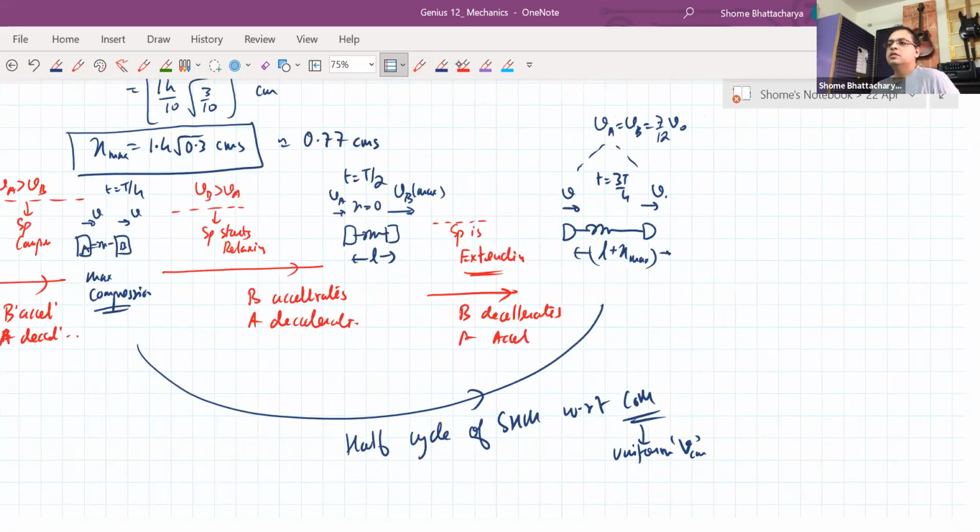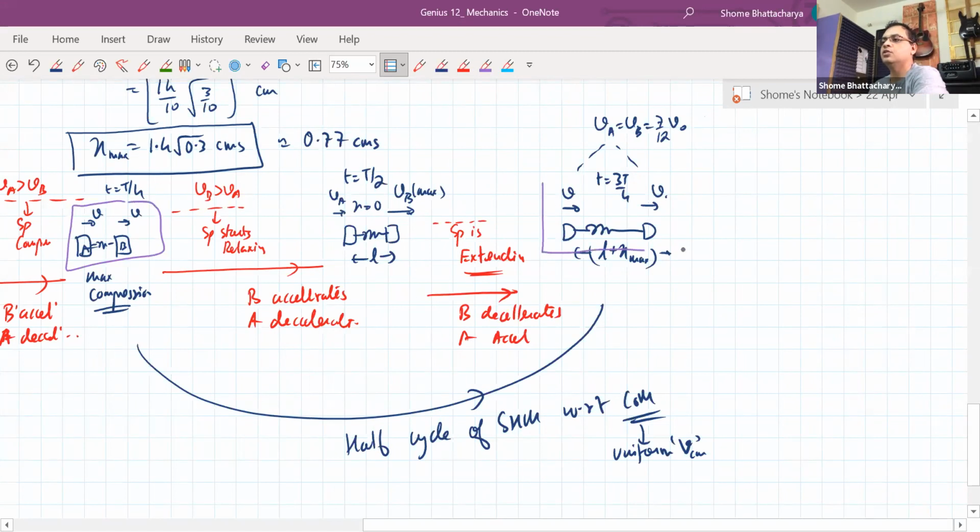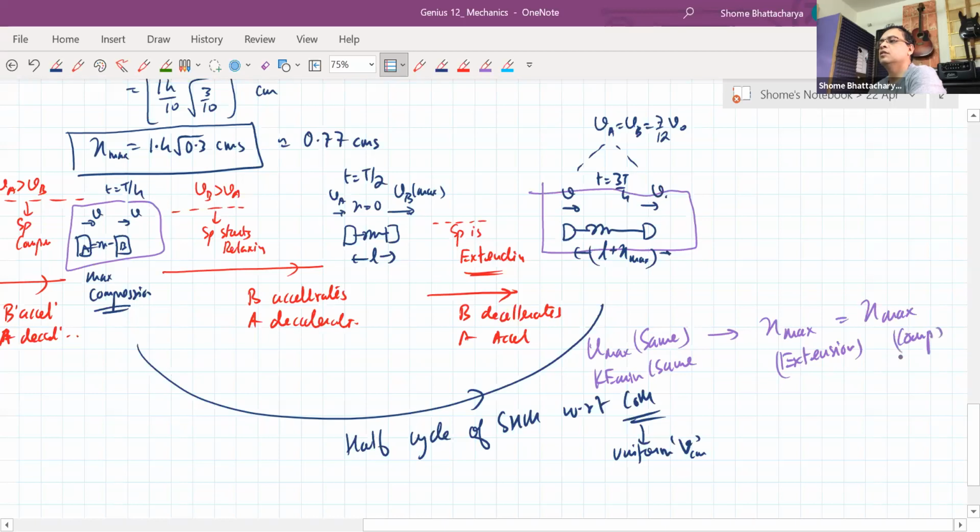So when you compare this state and this state in terms of momentum conservation and energy conservation, you don't need to look at the SHM thing at all. You just compare it that way only. You can see in both these states, the potential energy is the same. Kinetic energy is minimum, the same for these two. Therefore, X maximum of extension is the same as X maximum for compression, which is the same as whatever we had got earlier, 0.77 centimeters. You should not have to think twice about this, it should be pretty obvious.